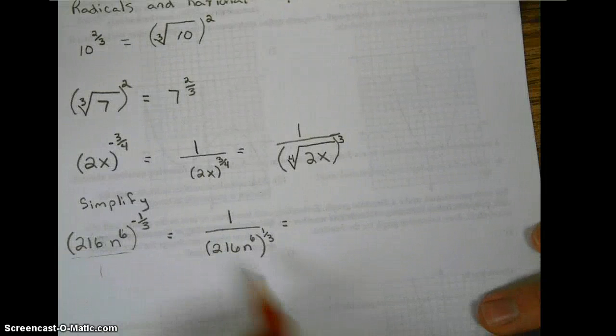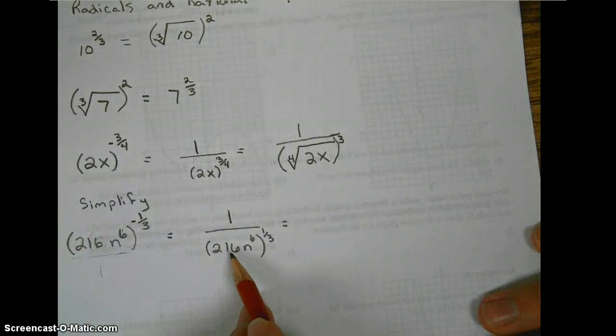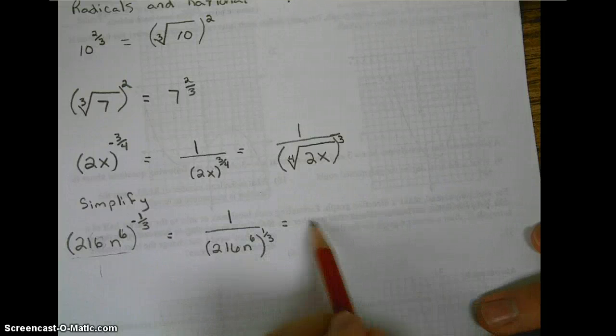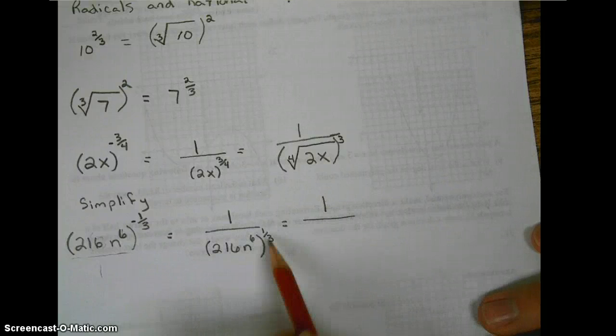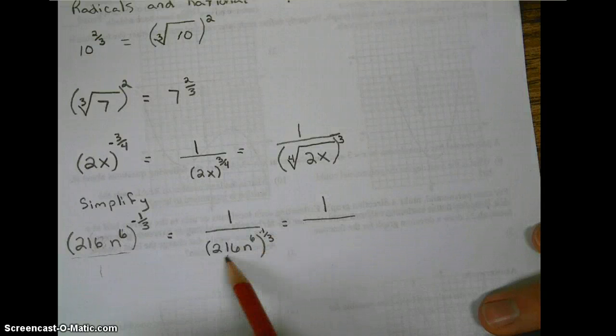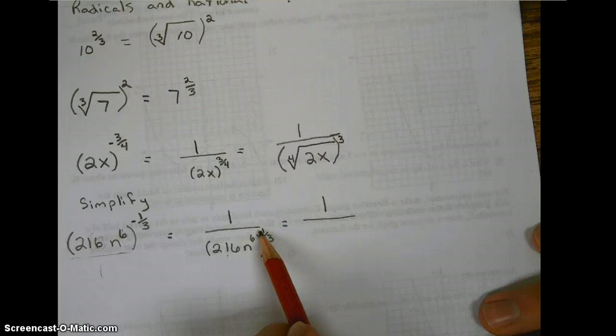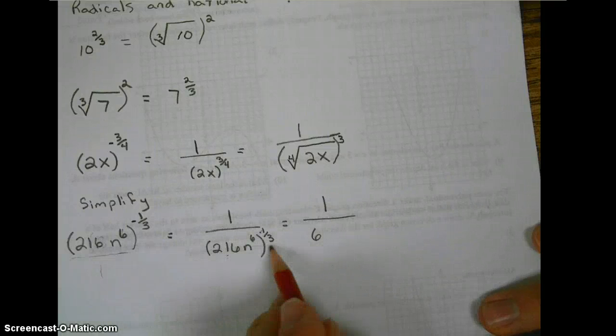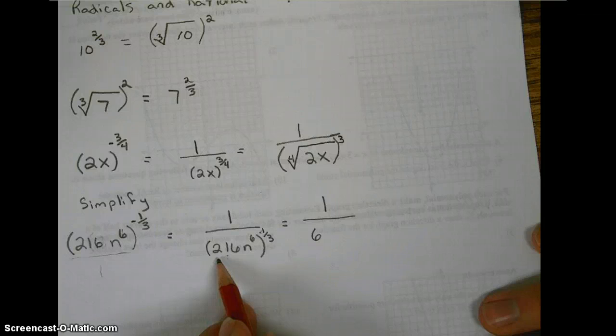Alright, so we're looking at the cube root of 216. Notice the power is 1. So 216 to the 1st power is 216. Anything raised to the 1st power is itself. And then the cube root of 216 is 6. Because 6 times 6 times 6 is 216.